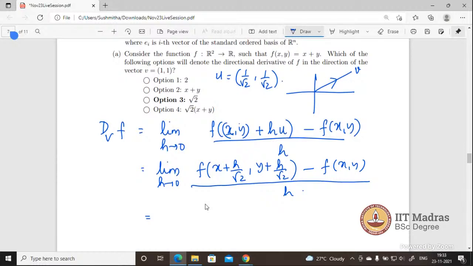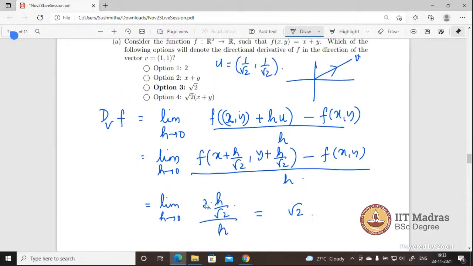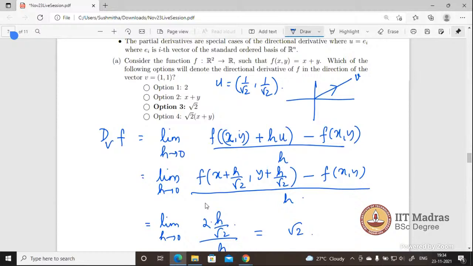So what is this? f of (x plus h by root 2, y plus h by root 2) is x plus h by root 2 plus y plus h by root 2. And when I subtract x and y, I'll get h by root 2 twice, right? And then I have a 1 by h, that is, everything divided by h. So this is square root of 2, root 2, right?